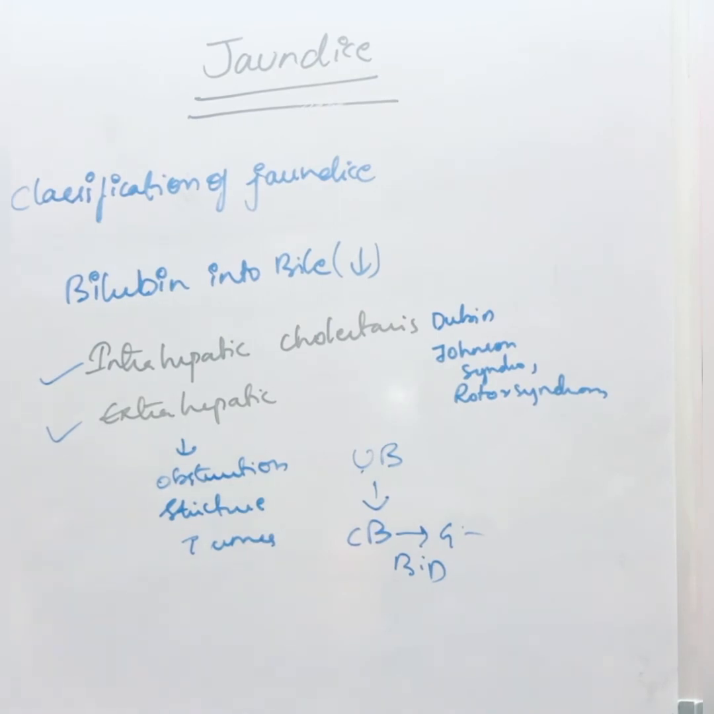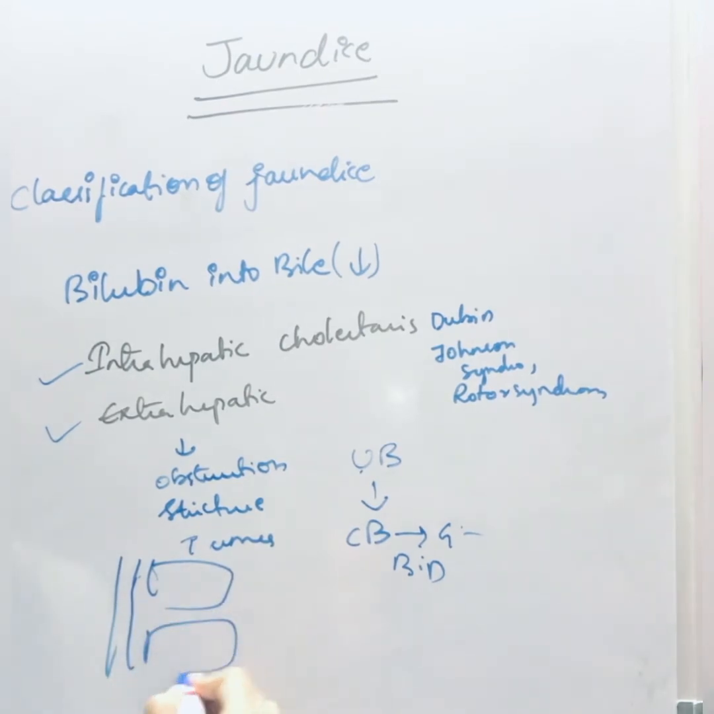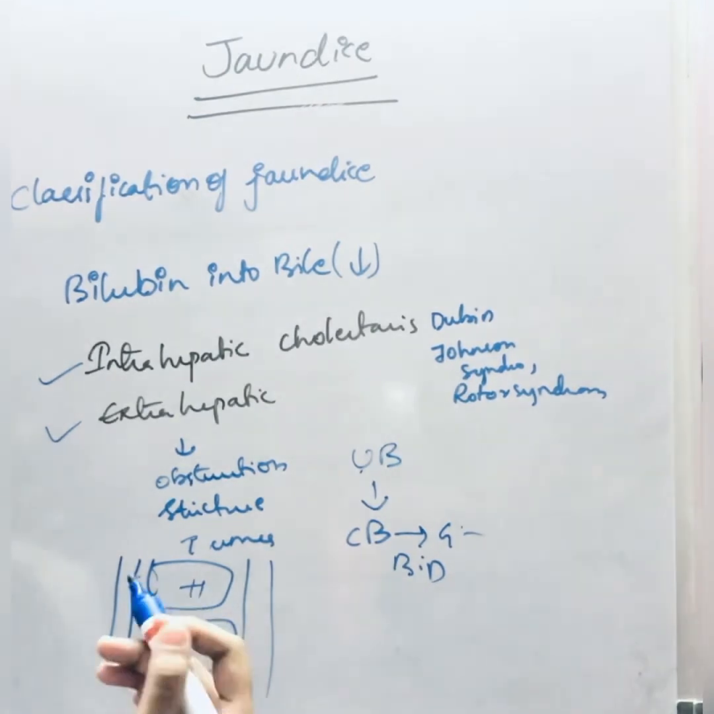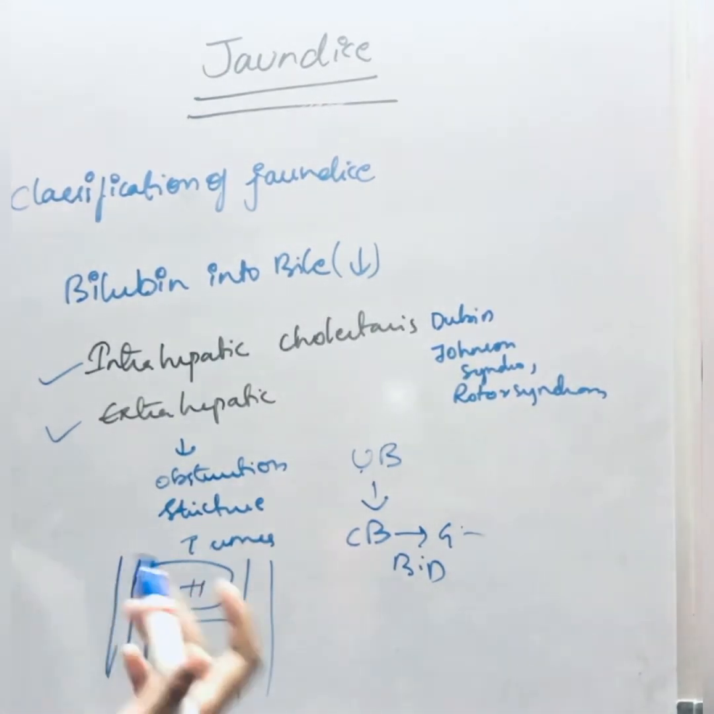And next one is the extrahepatic. In the extrahepatic form, there may be any obstruction, stricture, or a tumor or carcinoma, other reasons. Here what happens is, just imagine these are the blood vessels and the hepatic cells, bile duct. These hepatocytes are going to produce conjugated bilirubin.